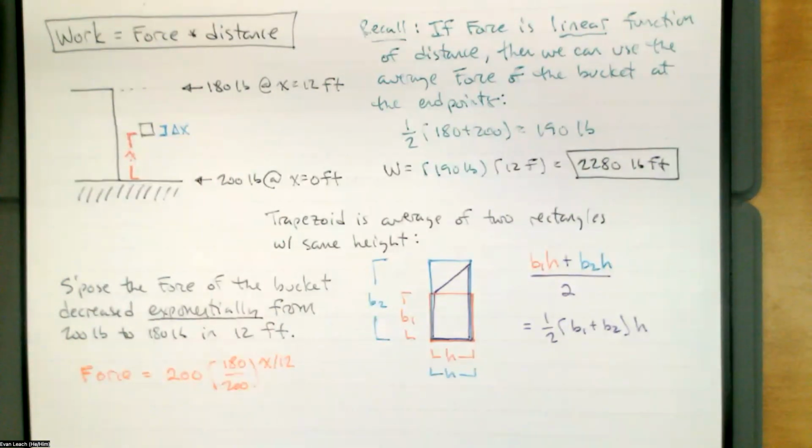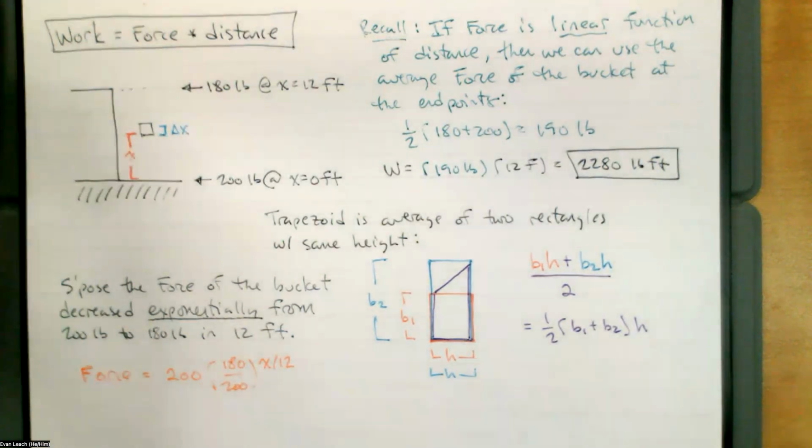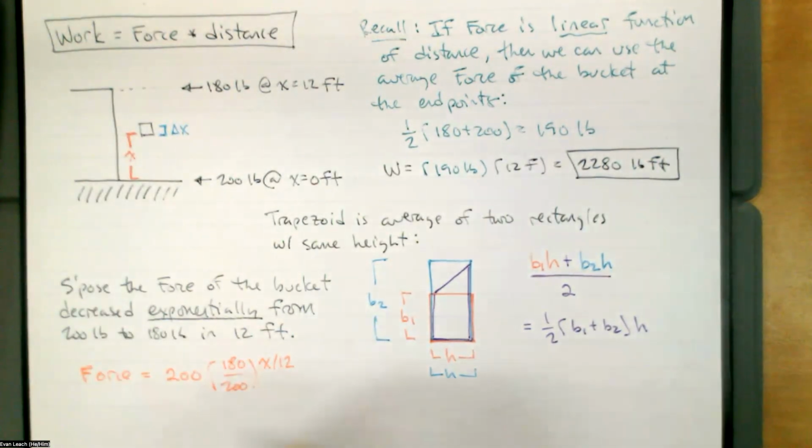So we want to start with 200 and we want to multiply by 180 over 200 one time when x equals 12. That's what's going on when we write this function. We start at 200. Force starts at 200 when x is 0.